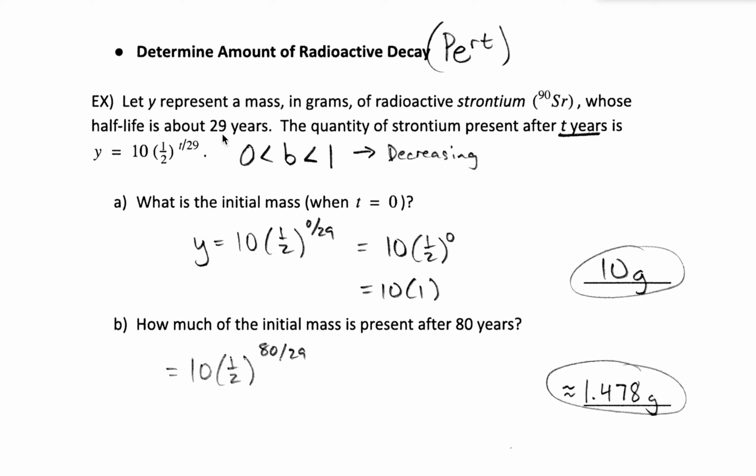In 29 years, we would have 5 grams. In another 29 years, we would have 2.5 grams. So we're a little bit past 2 half-lives here at 80 years. So we should be less than 2.5. Let's evaluate it using our calculator. And we can see that we are, in fact, less than 2.5. We're at about 1.5 grams.